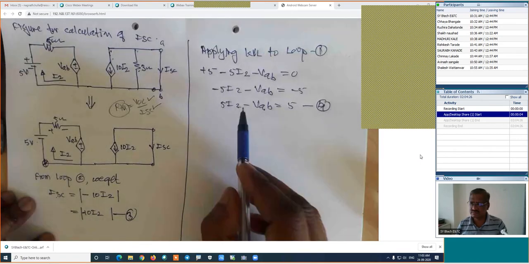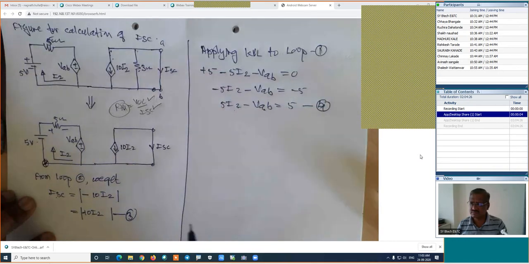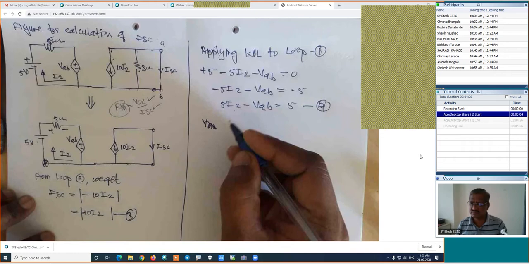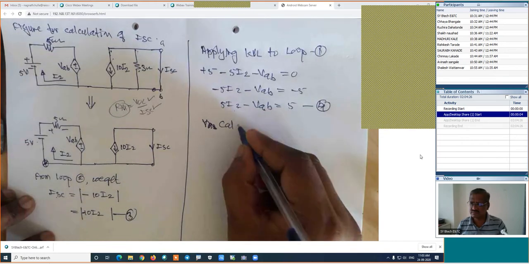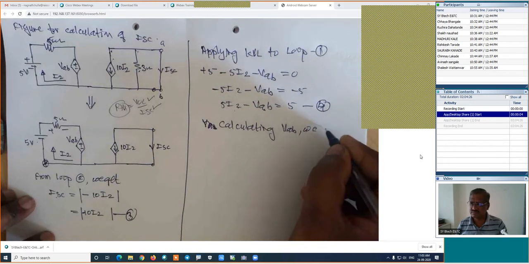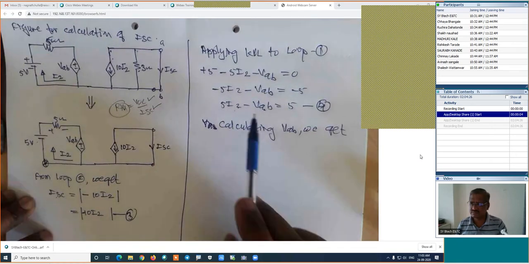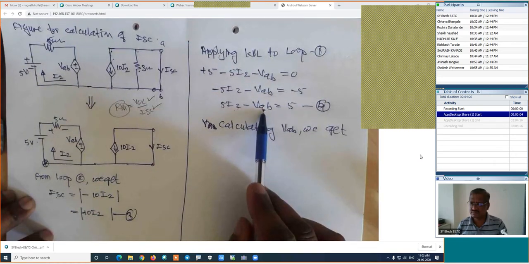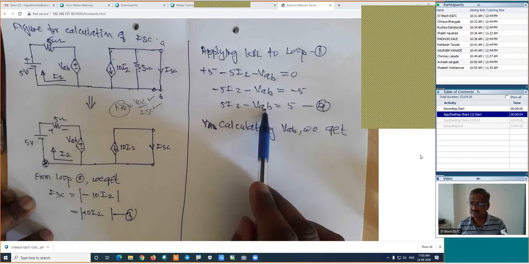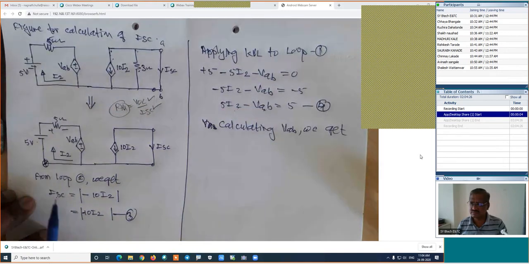But I'm interested in I2 and VAB, which means we have to find another equation. How will that equation be? We will find VAB. I will write calculating VAB. We have two unknowns: one is I2, another is VAB. Then we have to find VAB in terms of I2 or I2 in terms of VAB. If we know I2 or VAB, we are able to find this value ISC.